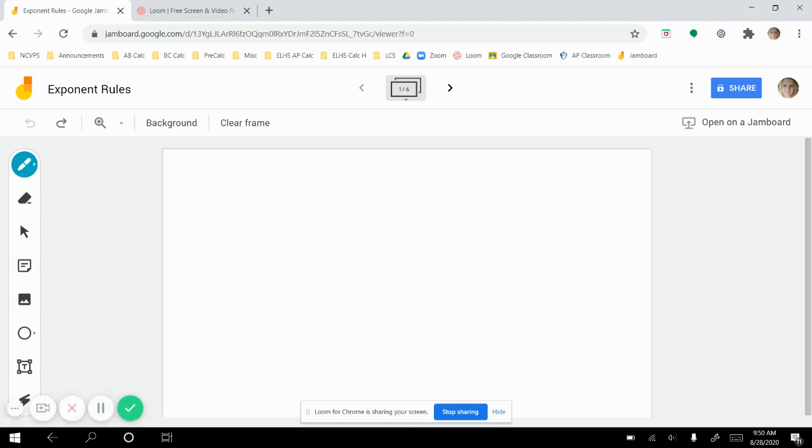Exponent rules. This is something that you may have seen before, so hopefully this is just a refresher, but if not, we're going to go through them in depth. The first that we're going to take a look at is when we multiply two different things that have the same base. So in this case, they both have the base of x, x to the a times x to the b. We want to add those exponents. That's x to the a plus b power.